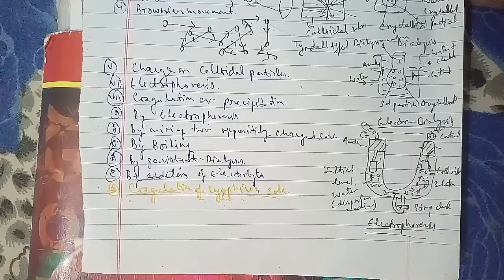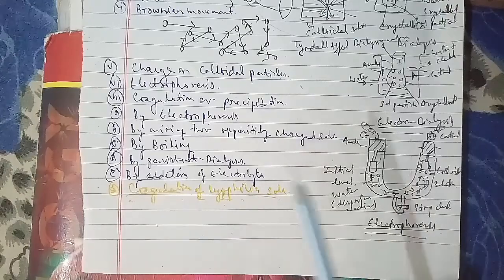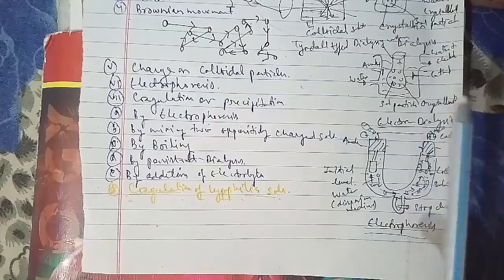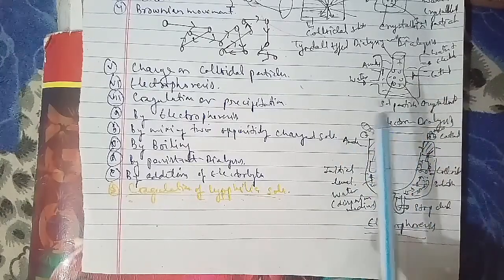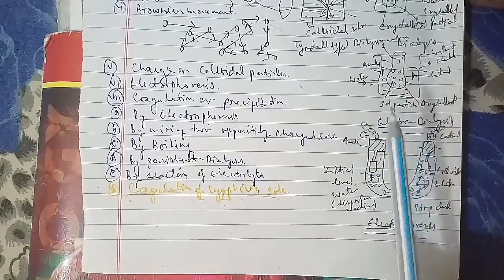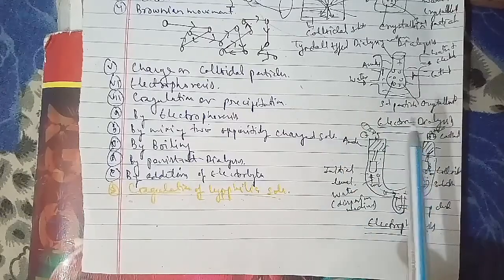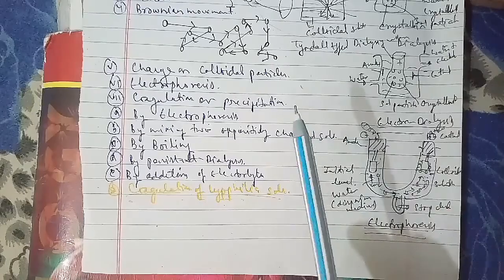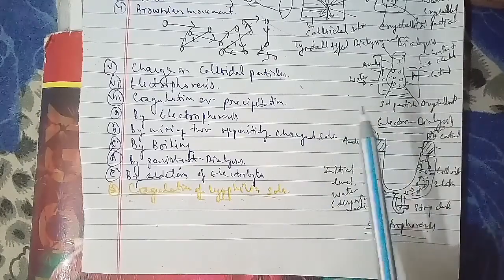In the case of coagulation of lyophilic sols, there are two factors responsible for the stability of the lyophilic sols, and these factors are the charge and the solvation of colloidal particles. When these two factors are removed, a lyophilic sol can be coagulated, and this is done by adding an electrolyte and by adding a suitable solvent.